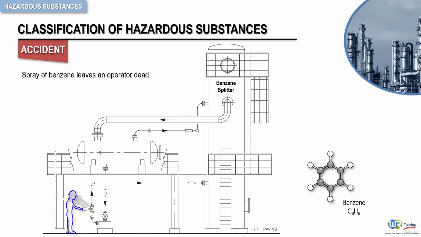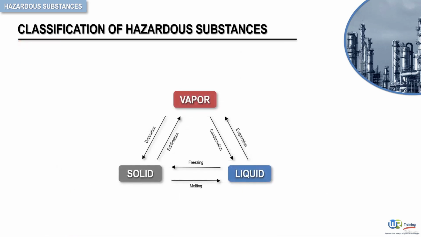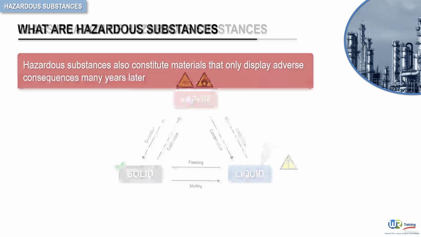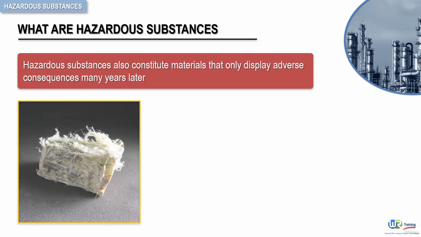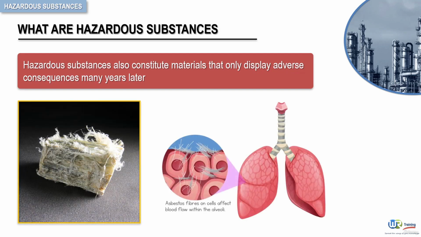Now, it is important to keep in mind here that the physical form of a substance sometimes determines its potential risk. A substance that is safe in its solid form may be toxic or flammable in its vapor state, or give off hazardous fumes in its liquid form. In addition, we are most often concerned with materials that give rise to immediate consequences, but hazardous substances also constitute materials that only display adverse consequences many years later. For instance, asbestos can cause asbestosis, a scarring of the lungs that leads to breathing problems and lung failure. Workers exposed to asbestos for a short time may develop lung cancer, which only becomes evident 20 to 30 years later.